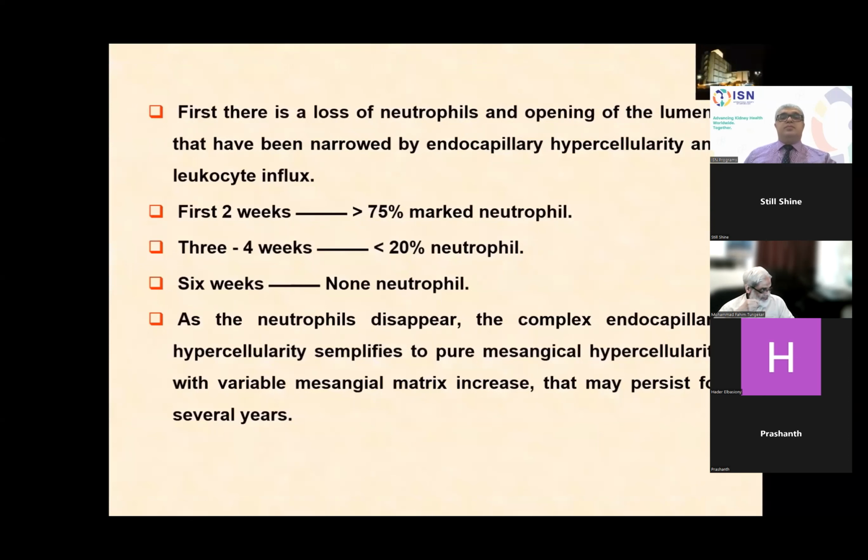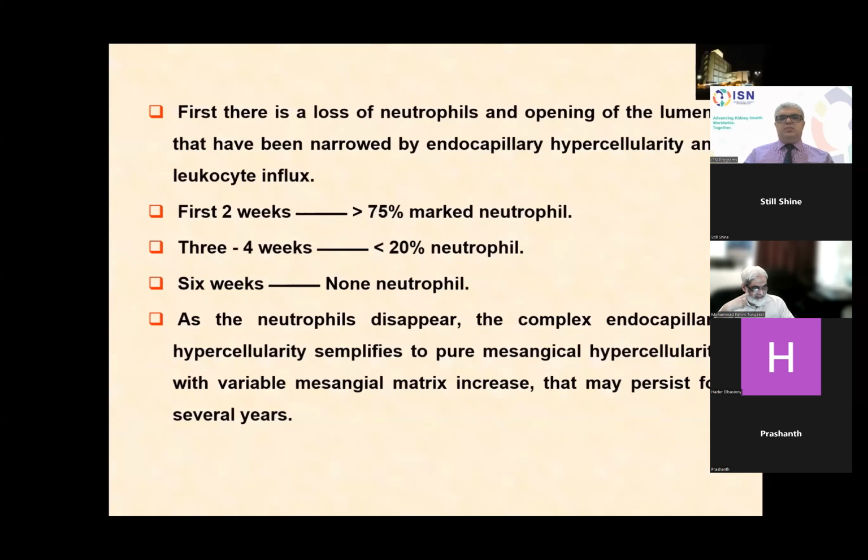In the first 2 weeks of the course, most of the endocapillary hypercellularity was composed of neutrophils, 75%. Through a period of 3 to 4 weeks, the neutrophils reduced in number to 20%. After 6 weeks, there are no neutrophils, and the course of this disease is self-limited.